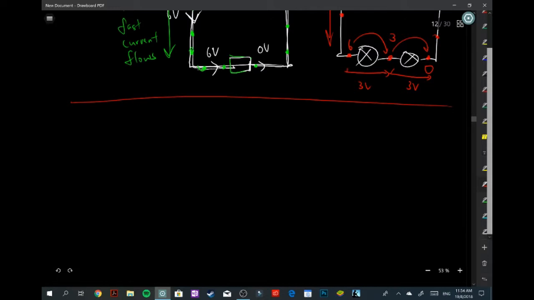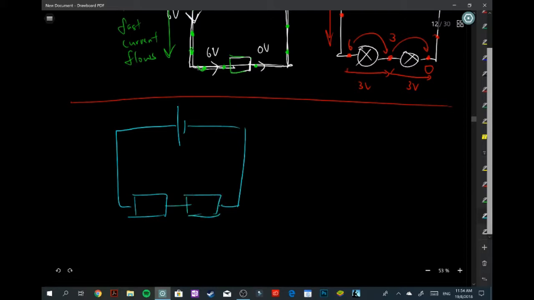Now, first things first, I need you all to identify what is a series circuit and what is a parallel circuit. For a series circuit, it's quite straightforward. Let's draw a series circuit like this. This is a series circuit. Why? Because if you are able to trace the current, I'll trace it in yellow, if you are able to follow the conventional current in one straight line without lifting up your pen, we call this a series circuit.